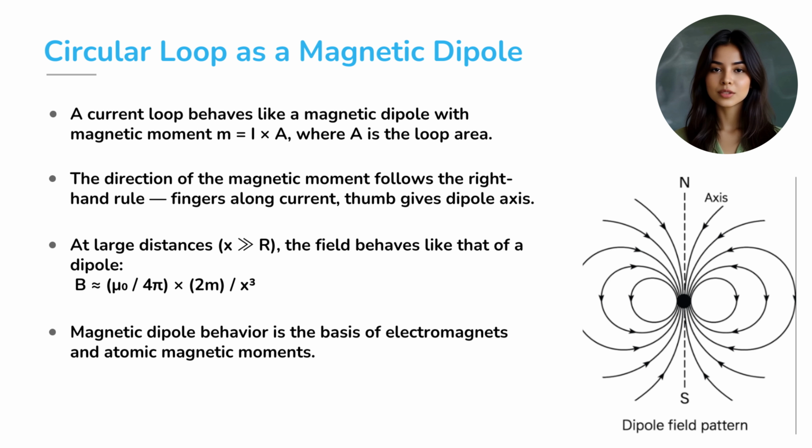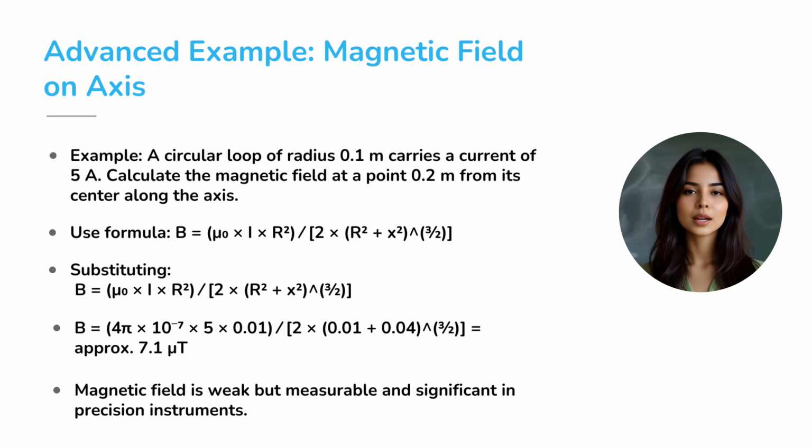Now, at points far away from the loop, where x is much greater than r, the loop's field mimics that of a bar magnet. The expression simplifies to B approximately equals mu naught over 4 pi multiplied by 2m over x cubed. This dipole behavior isn't just theory, it's used in everything from magnetic compasses to understanding the Earth's magnetic field.